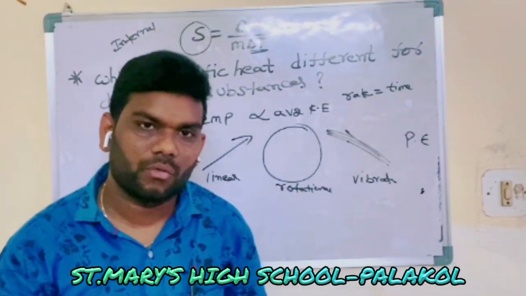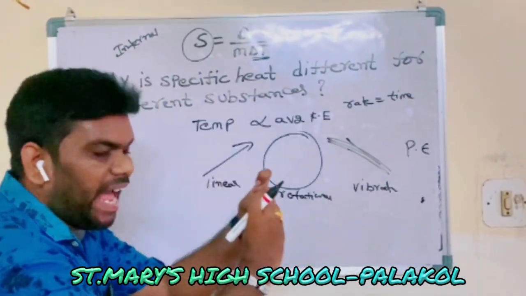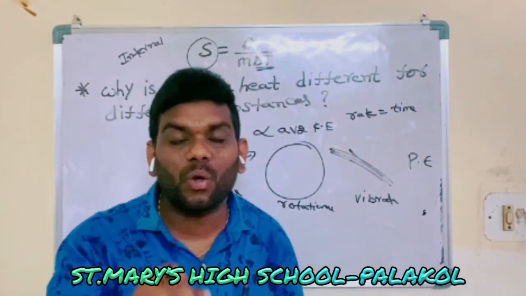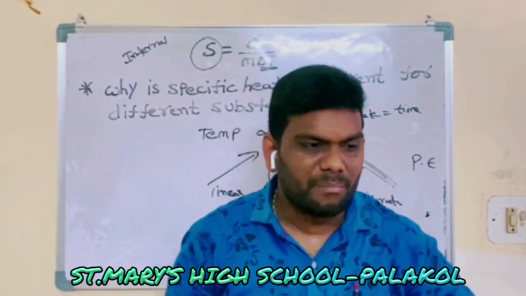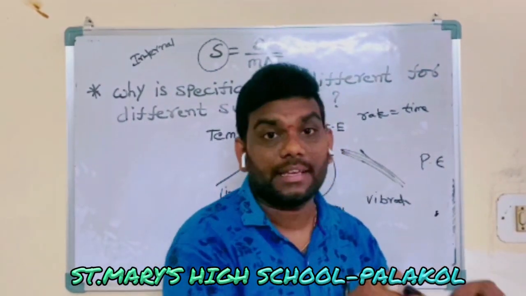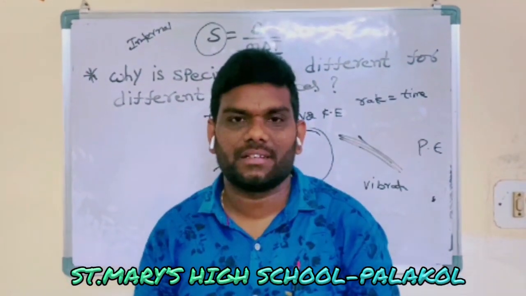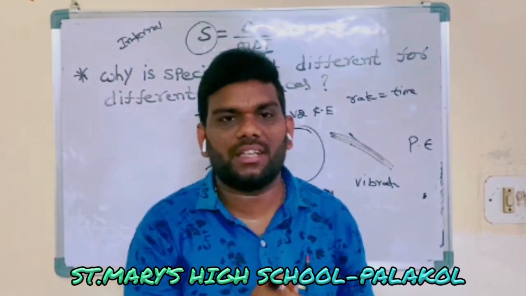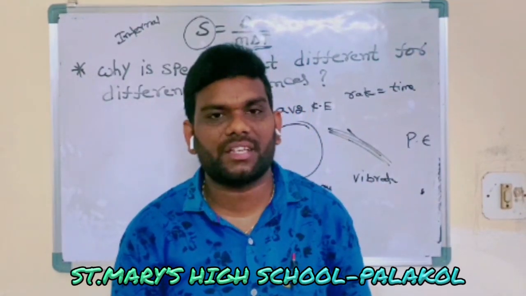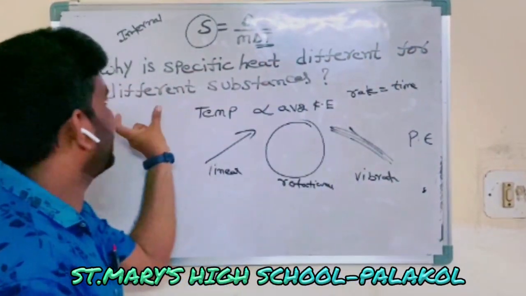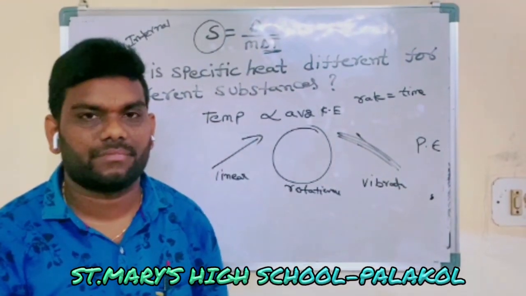What is that? If the temperature is high, then specific heat is low. So maximum heat energy is absorbed, so it increases its linear kinetic energy. That's why the sharing of energy depends on temperature. So that's why specific heat is different for different substances.